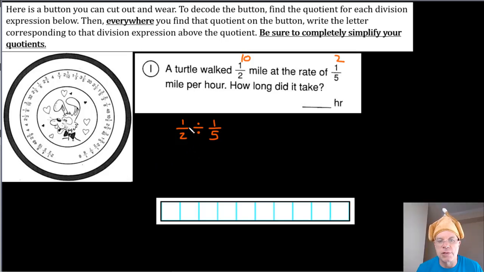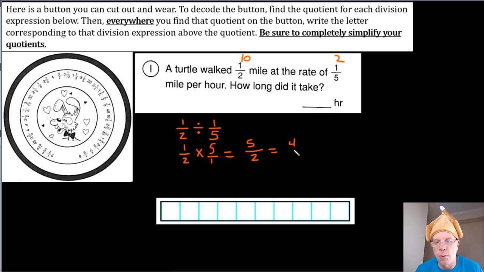Applying the definition of division, 1/2 divided by 1/5 is the same as 1/2 multiplied by the reciprocal of 1/5, which is 5, or 5 over 1. And there's no simplifying to be done here, so I just multiply. 1 multiplied by 5 is 5, and 2 multiplied by 1 is 2. And that improper fraction is in simplest form, but we want to express it as a mixed number to find it on the button.